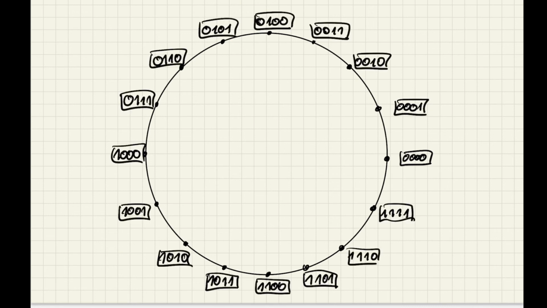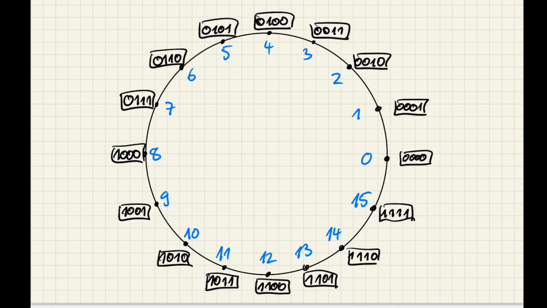And now in blue I denote how we identified these bit patterns with unsigned integers. So the 0-bit pattern was identified with the 0, this with 1, 2, 3, 4, 5, 6, 7, 8, 9, 10, 11, 12, 13, 14, and 15.